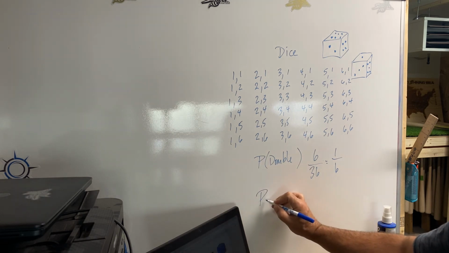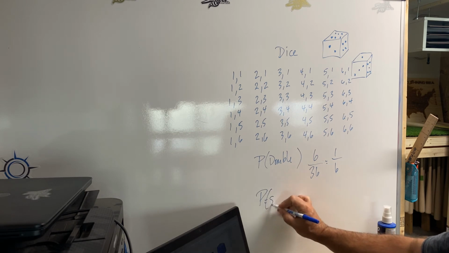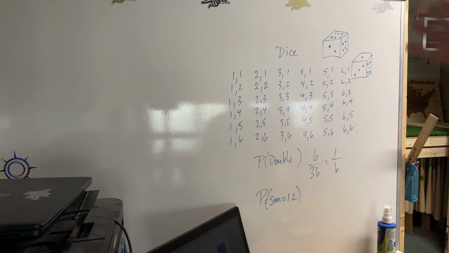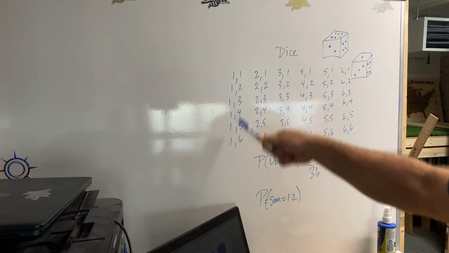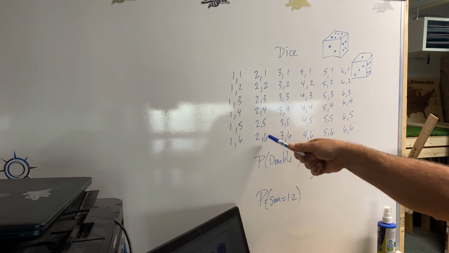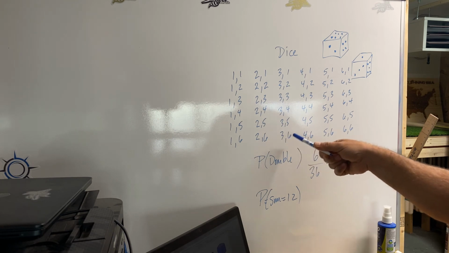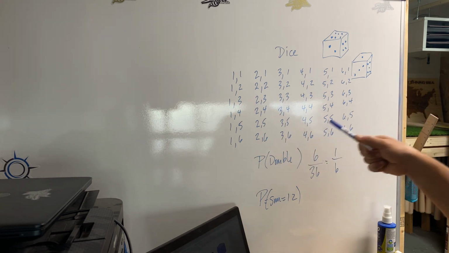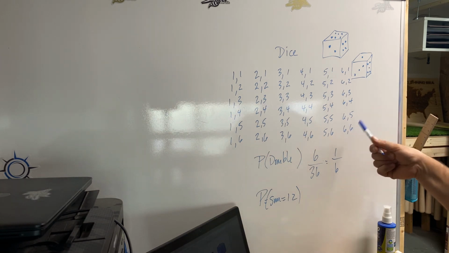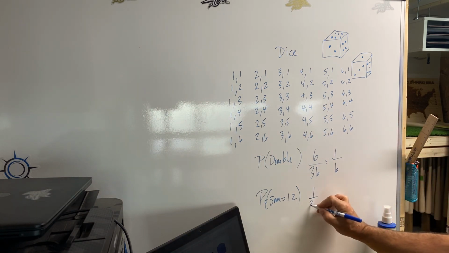What's the probability of a sum that is equal to 12? So the sum has got to add up to 12. Well, none of those are going to. 2 and 6 is 8, not going to make it. 3 and 6 is 9, 4 and 6 is 10, 5 and 6 is 11, going up. 12 is right there. Only 1 opportunity, 6 and 6. So 1 out of 36.